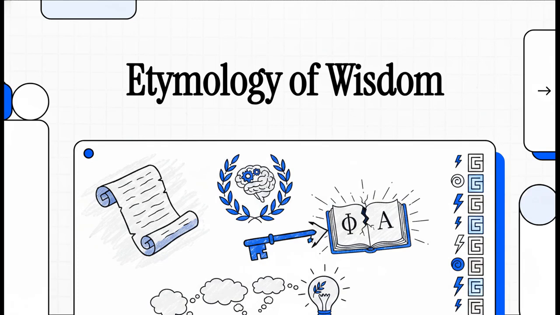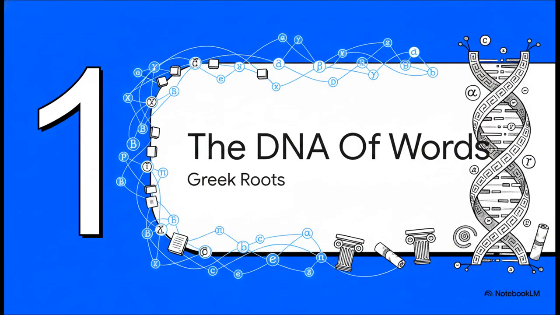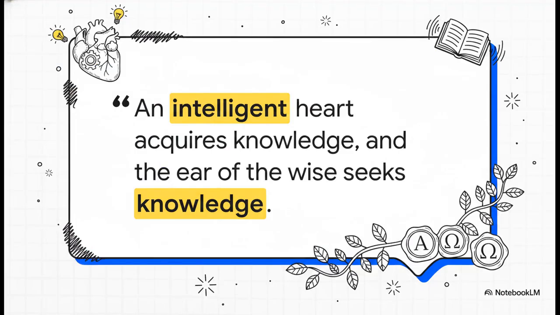Get ready because today we're unlocking an absolute cheat code, one that's going to completely change the way you master English vocabulary. We're talking about the etymology of wisdom, and we're going to learn exactly how to crack the code of Greek roots. Section 1, the DNA of words. Okay, let's dive straight into this.